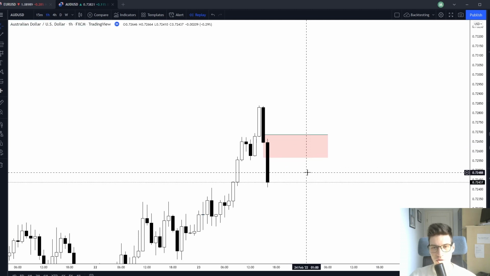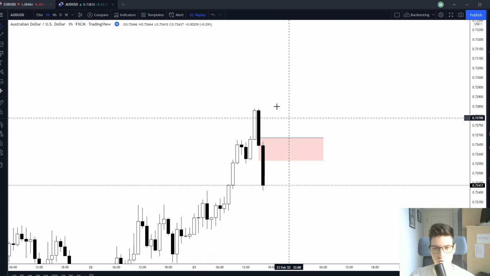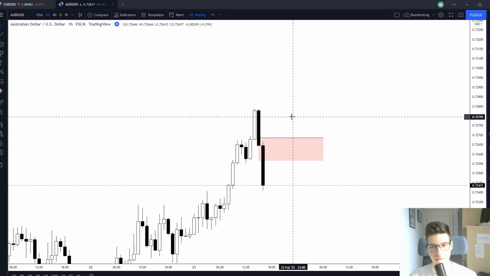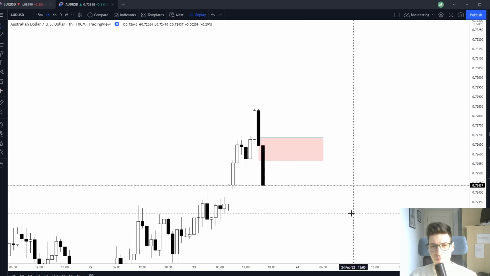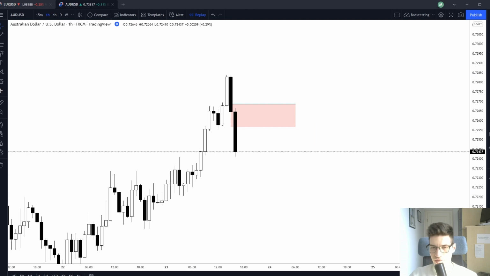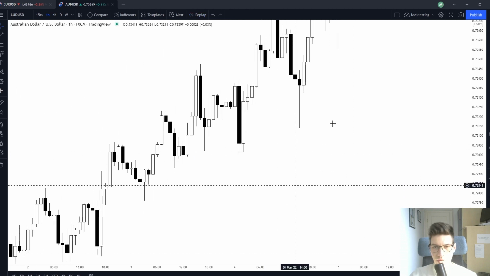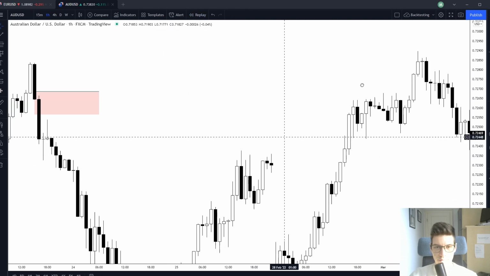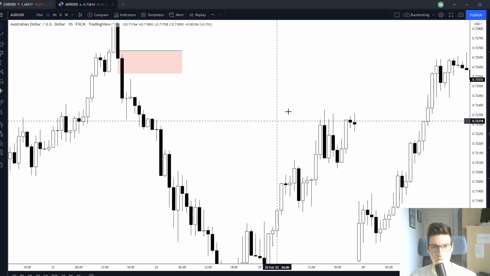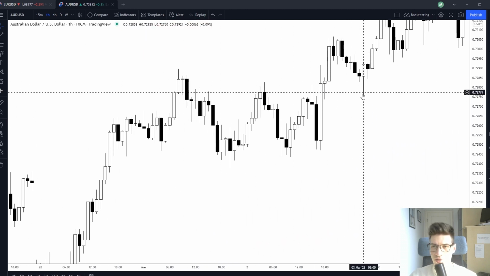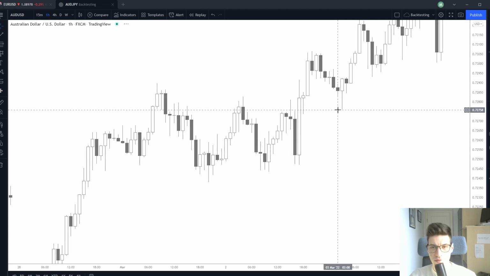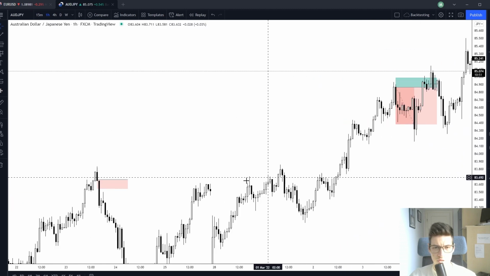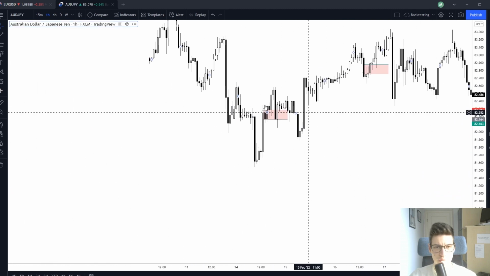So this was also a loss trade, but it was a very good trade in my opinion, and it fit my plan 100%. And yeah, those are all of the trades on AU. And now for the last pair, so for the Aussie and the Japanese yen, this is actually the last pair that I traded.